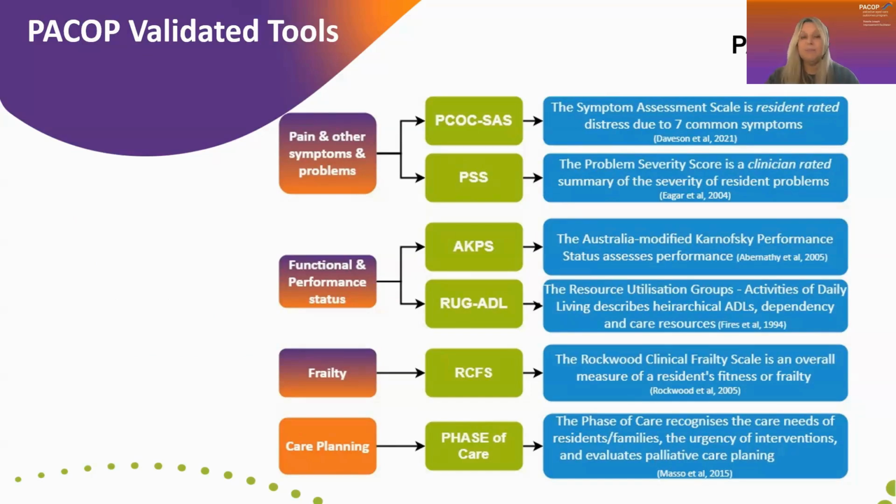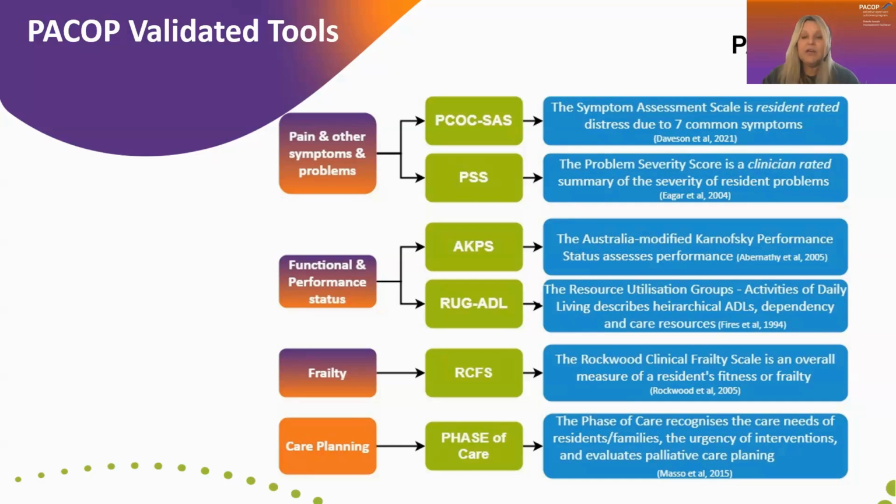Increased symptoms and problems is one. The PACOP SAS, the symptom assessment scale, is the resident rated tool of 7 most common symptoms that people may experience as they deteriorate. And we're rating the distress level of the resident. So how much is it affecting them, worrying them, stressing them out, distressing them. And then we have the problem severity score, which is the clinician rated tool that also assesses symptoms and problems of the resident in 4 domains. So that's what we have for pain and other symptoms, which is one of our indicators of clinical deterioration.